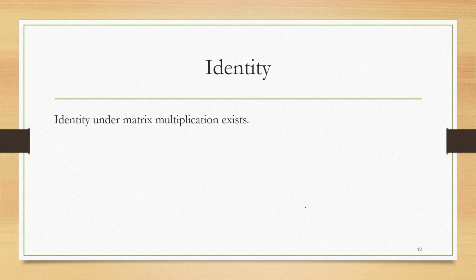Identity matrix under multiplication also exists. Let us observe it. Let's take A, the same matrix 1, 2, 3, 4. Let's take identity, that is 1, 0, 0, 1 of order 2 cross 2, because identity is a square matrix. And because we have to define A times identity, the number of columns in A is the same as the number of rows in identity, which is 2. That means identity will be the identity matrix of order 2.